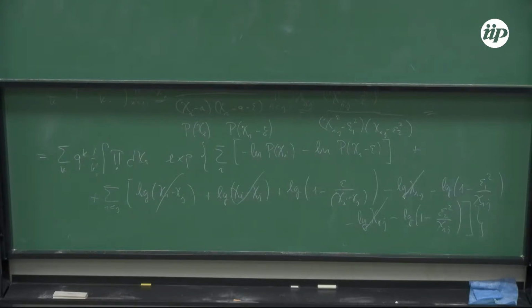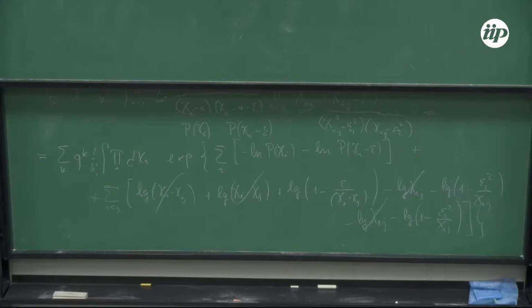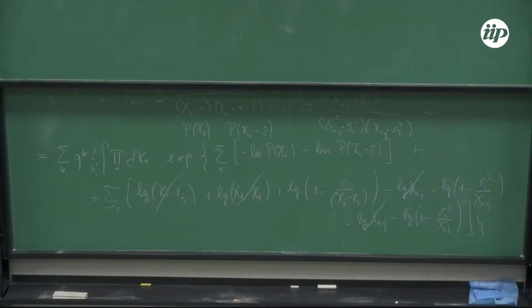And then what I can do, given that I will be finally interested in epsilon 1 and epsilon 2 small, because they are the size of these boxes, okay, I can expand these logs in powers. So what comes out is just the sum over q_k, okay? This is the sum over q, and then just the product over i, okay? And then here we have now the exponent.